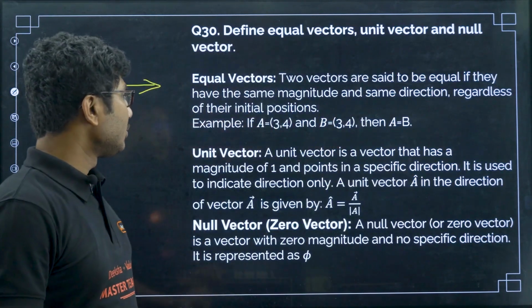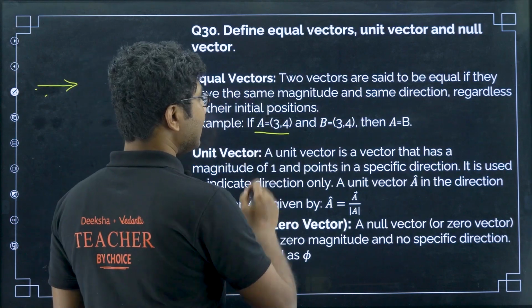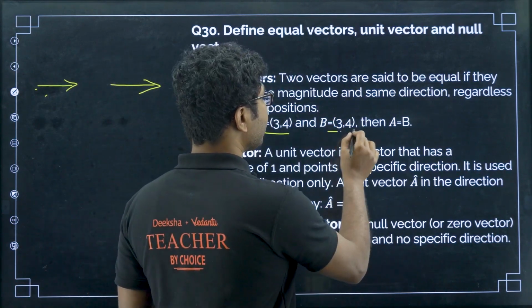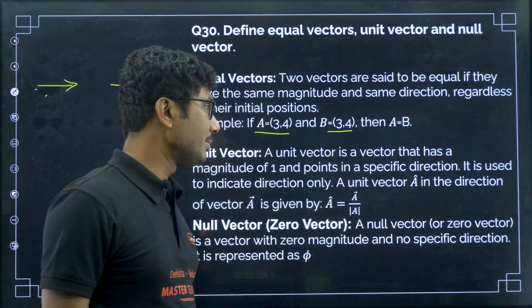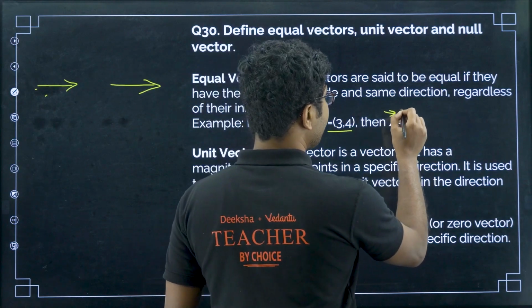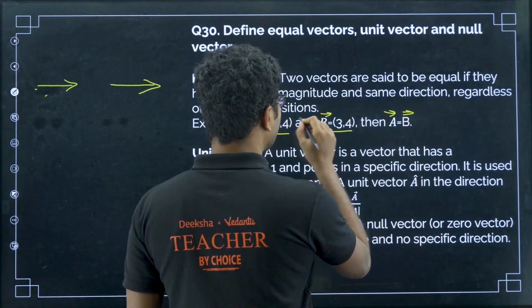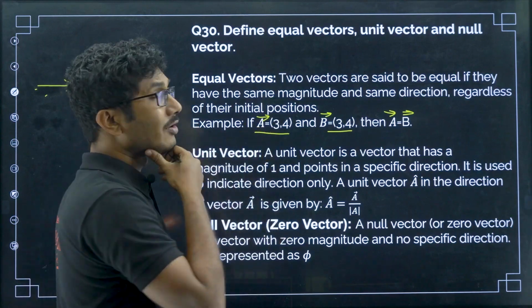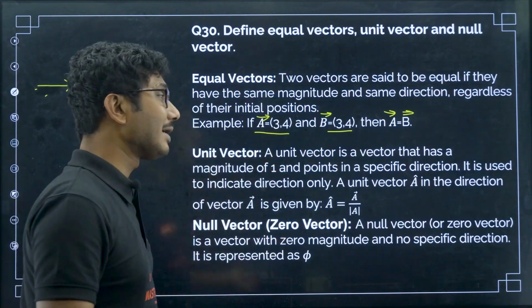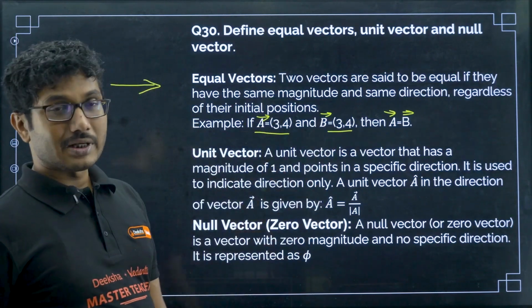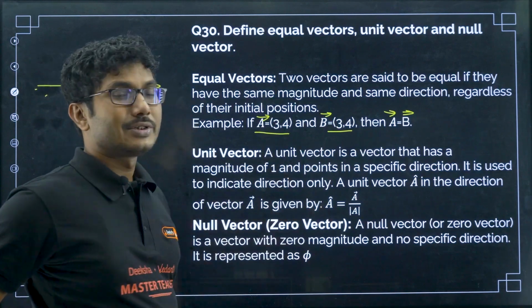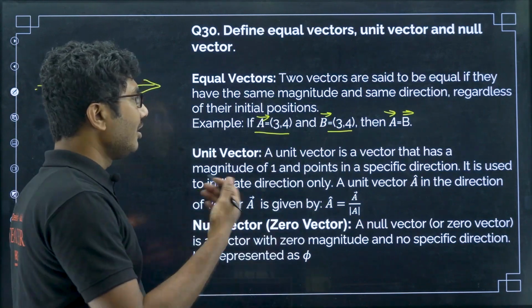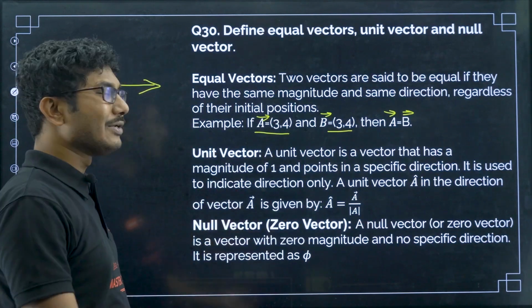So, for example, if point A is 3, 4 and point B is also 3, 4, then vector A is equal to vector B. This is a coordinate form. We sometimes write vectors in terms of coordinates, right? So what is the meaning of a vector? 3 i cap plus 4 j cap. Here also 3 i cap plus 4 j cap. Both have the same magnitude and same direction, so they are called equal vectors.